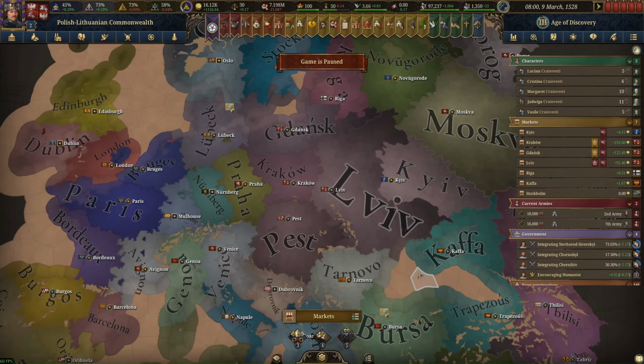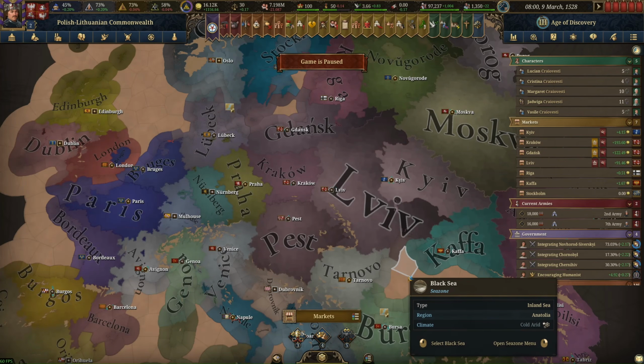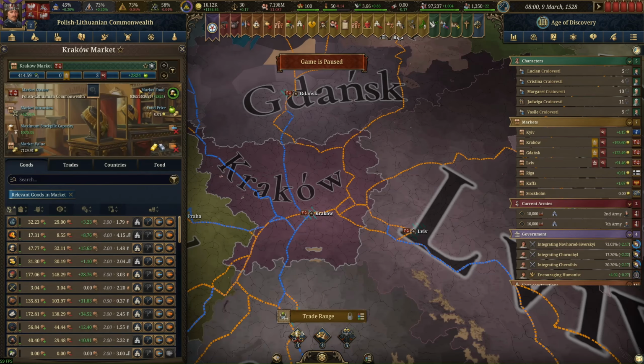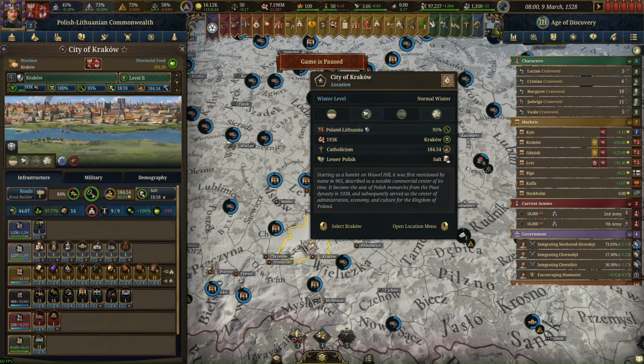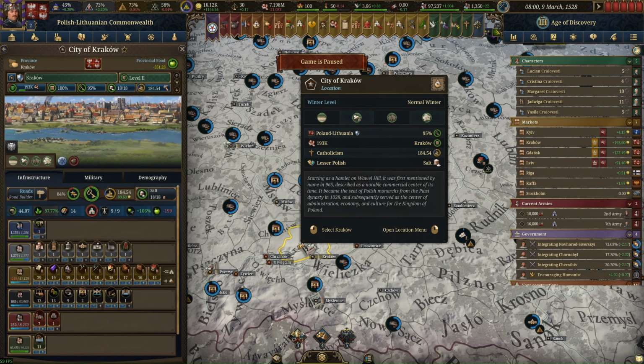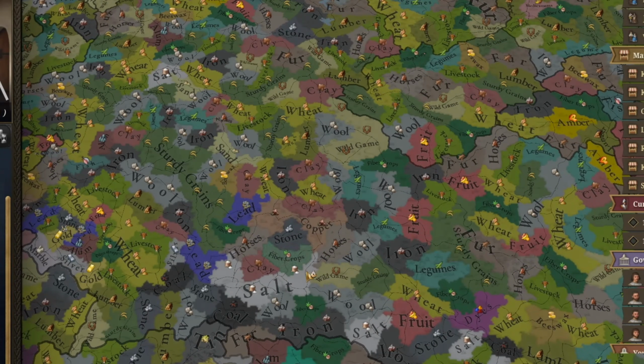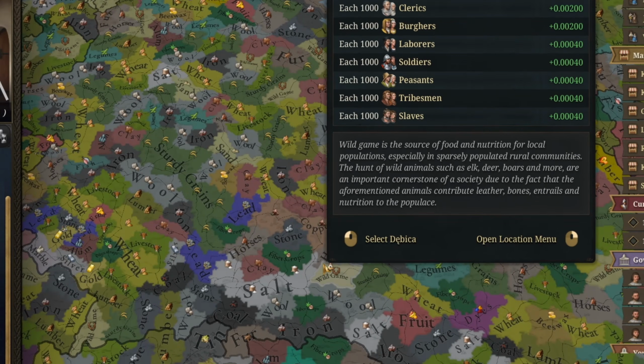So yes, markets have a very large impact on the flow of goods, but not only that, because within markets, for example, we also handle food distribution. And specifically it works like this, and I'll explain it to you using the example of a location, Krakow. And it works completely differently from the regular flow of resources, so pay close attention.